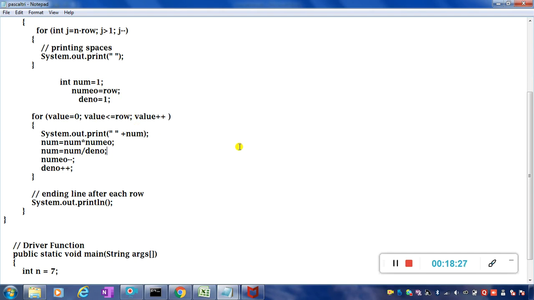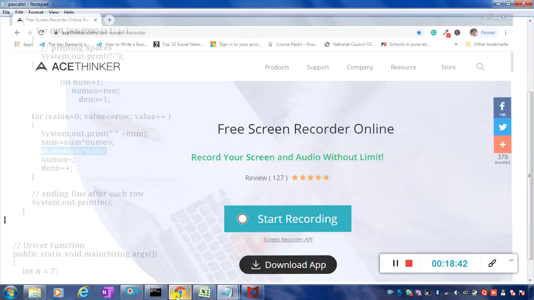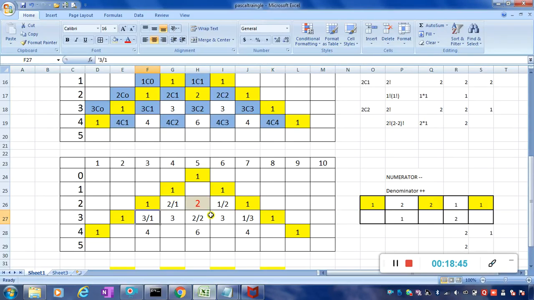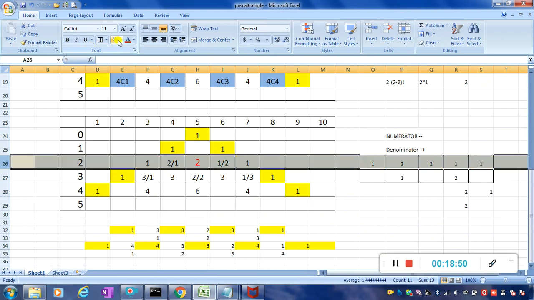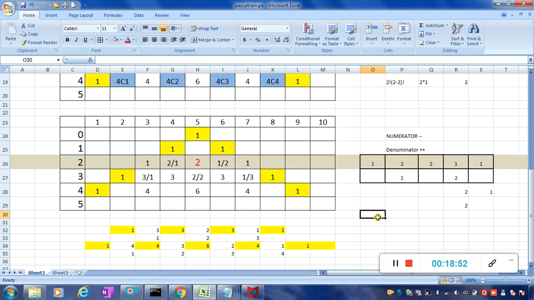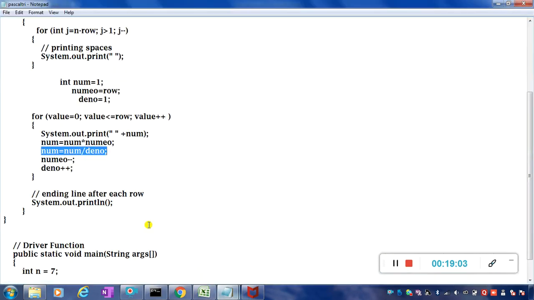Now what am I doing here? What was the logic used over there? That is, you are going to multiply the numerator by the previous number and divide it with the denominator, that number. So see, I'll just explain this over here. Consider this row. Here I'll just put the values. So my num value is 1.